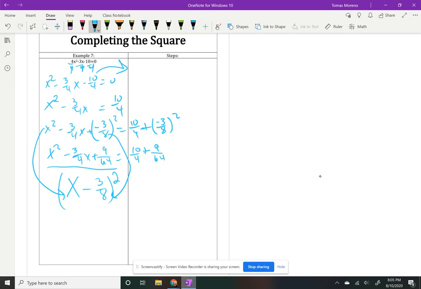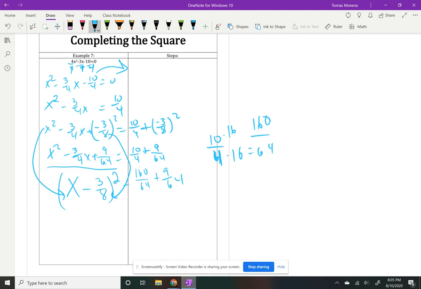So let's get a common denominator. I think the common denominator will be 64. So 4 times what gives us 64? I think it's 16. So this fraction becomes 160 over 64. And the way I did that is this. Oops, it is 4 times 16 that gives us 64. Okay? So that means I have to multiply the top by 16, which gives me 160. So that's how I got this.